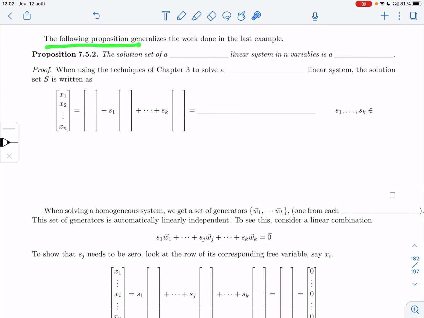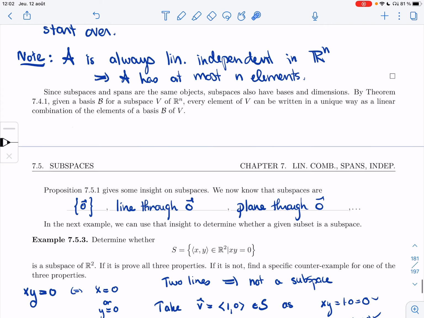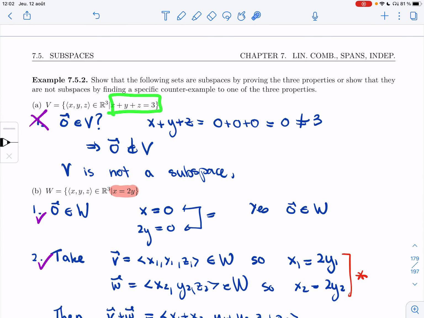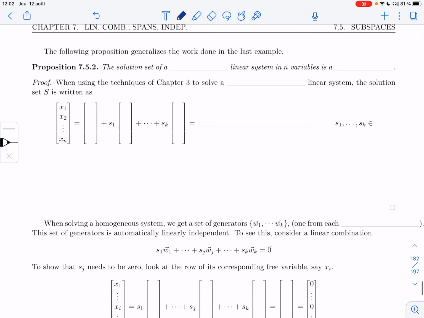The following proposition generalizes the work done in the last example, proposition 7.5.2. There was something special about this, right? I had all zeros. And we've seen, in fact, that in the case where you don't have all zeros, right here, if you have equals 3, then you wouldn't have a subspace because the first property would be wrong. And so we don't apply this to a general linear system. We have a homogeneous one. The solution set of a homogeneous linear system in n variables is a subspace.